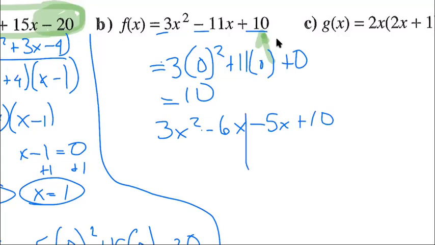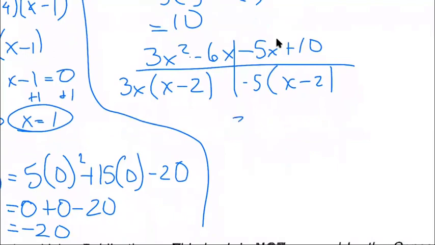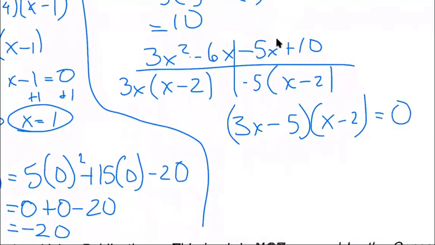Factor by grouping, draw your T. 3x is my greatest common factor here. Leaves me x minus 2. Minus 5 is my factor here. Leaves me x minus 2. So you can see my factors are 3x minus 5 and x minus 2 equaling 0.